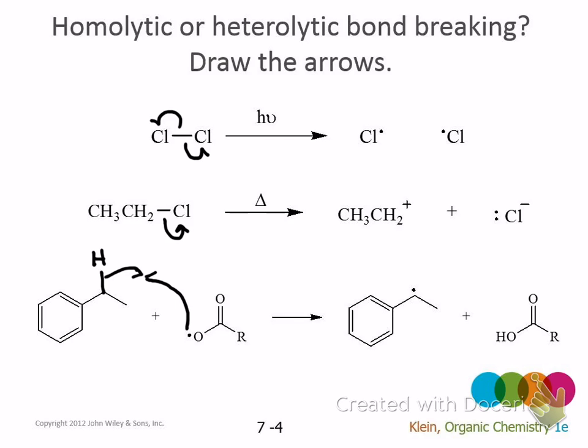Now, what's that going to leave on this carbon? It's going to leave an electron there, but you have to show that. You can't just draw the one arrow and say, I guess that's where it went. Hang on, let me finish the arrow, and then I'll take your question. So then you have to actually draw that like that.